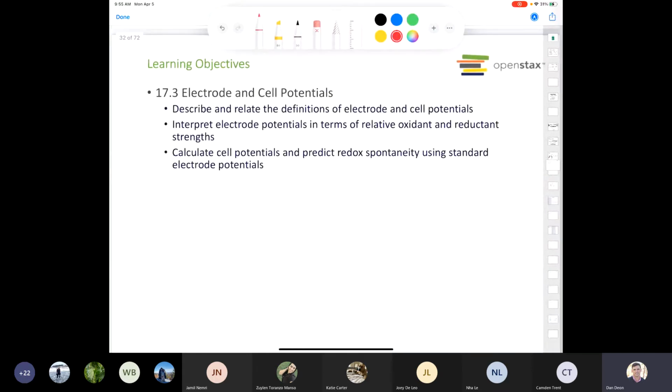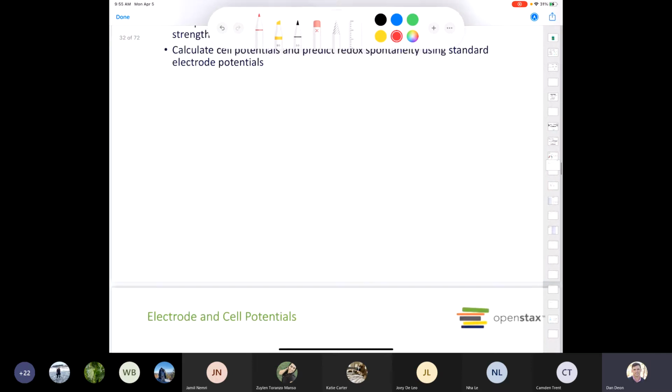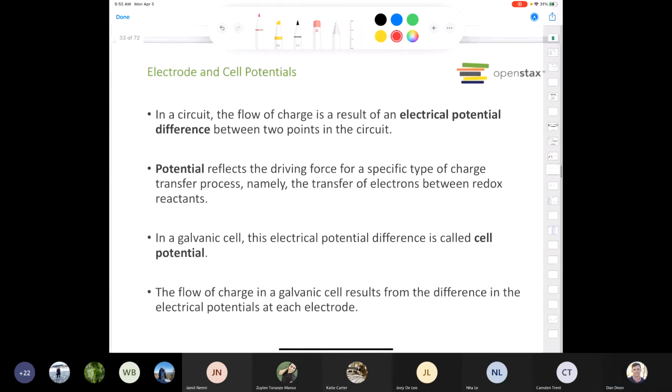We're going to talk about what's called a cell potential in section 17.3. Now, in a circuit, like in a battery, or a circuit like in our galvanic cell, of course, the flow of charge, why does that occur? There's a spontaneous reaction. We all agreed that it occurs. You can see the reaction occurring before your eyes when you take the zinc rod and stick it in a solution of copper 2 sulfate. But why does that happen? Now we're going to answer that question.